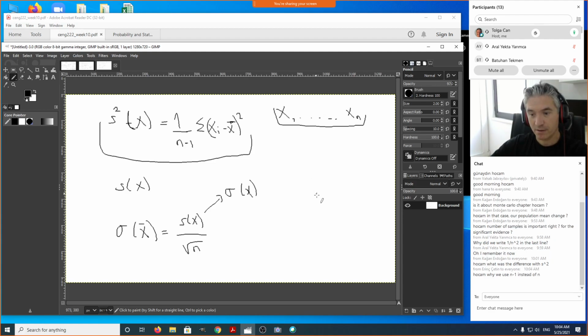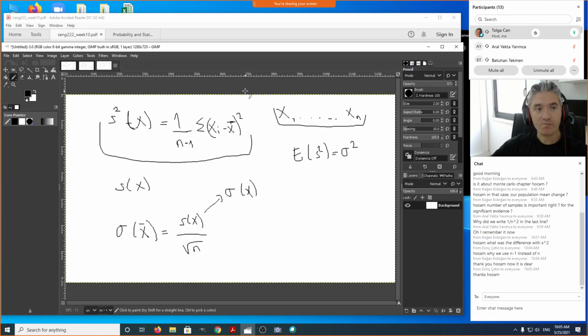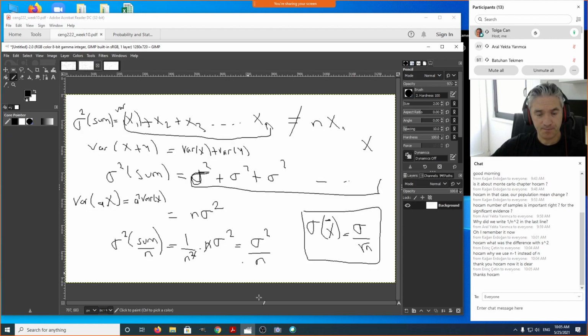Is it clear? We use n minus 1 to make it an unbiased estimator. In order to make the expected value of s squared equal to sigma squared, we need to divide by n minus 1. Otherwise, the expected value would not be this. In order for this to be an unbiased estimator, we divide by n minus 1. All right, all very good questions. Perfect. So let's continue.